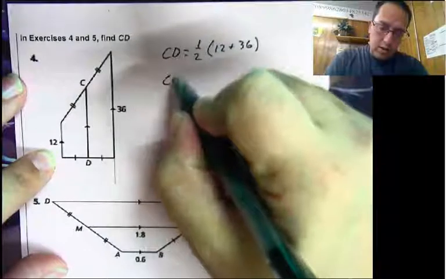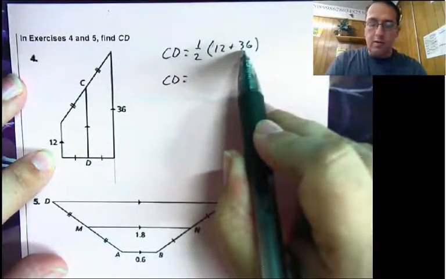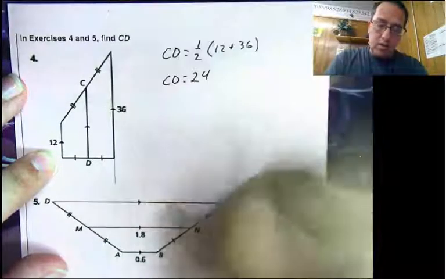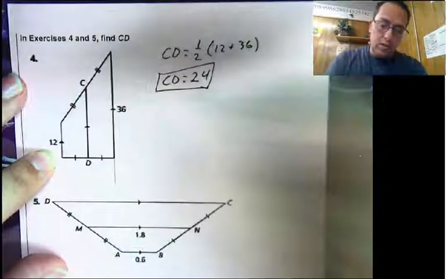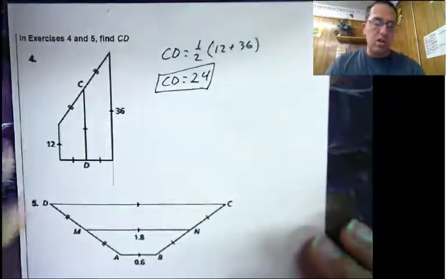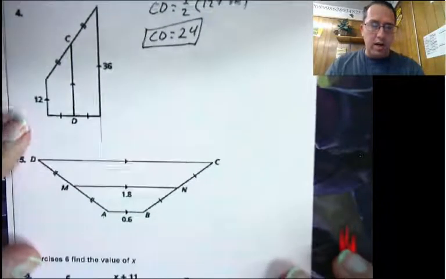So let's see, CD equals 12 plus 36, that would be 48, and half of 48 is 24. So that's easy enough. We could just work it out or stick it in your calculator if you really wanted to. Let's take a look at number 5.